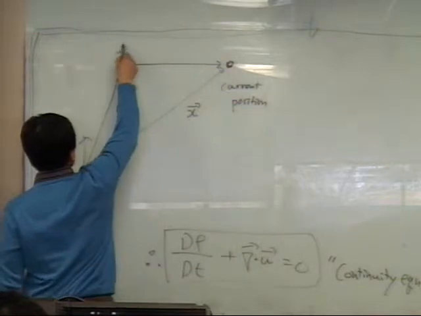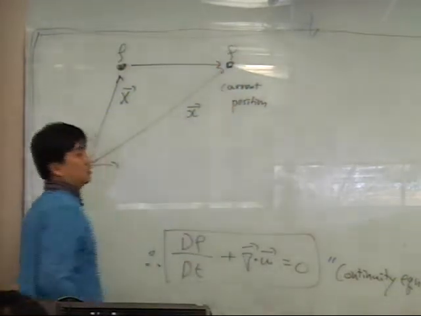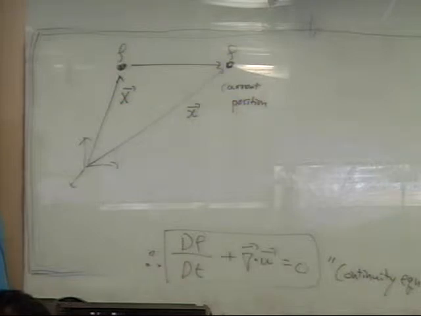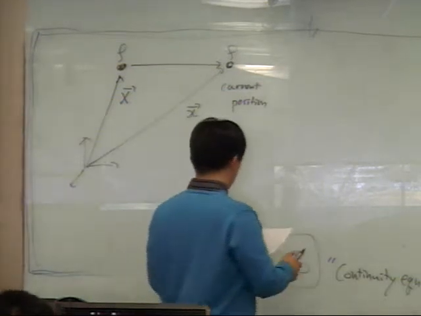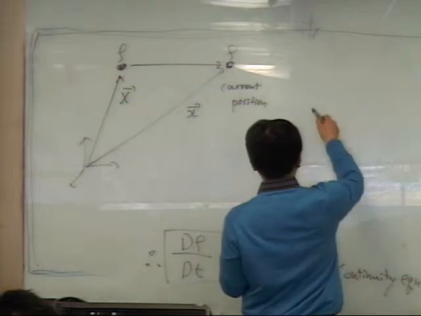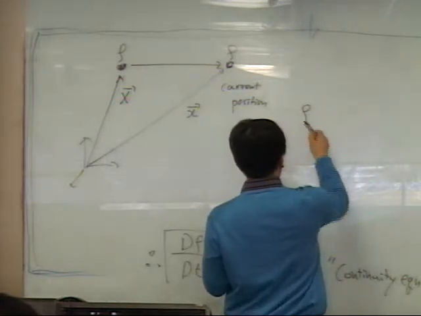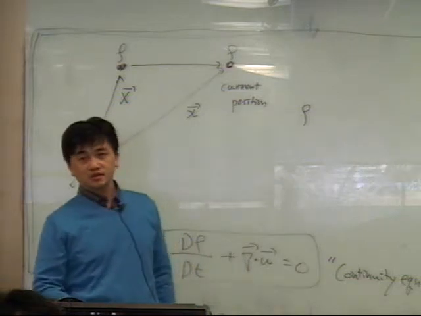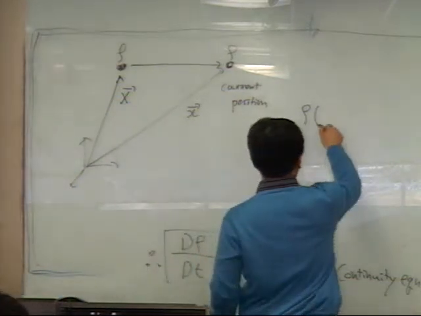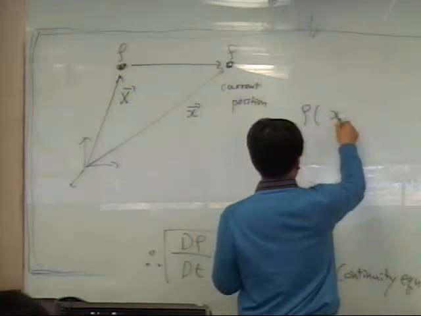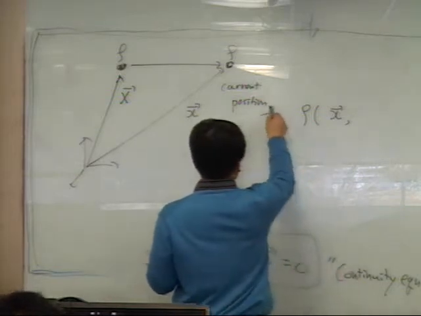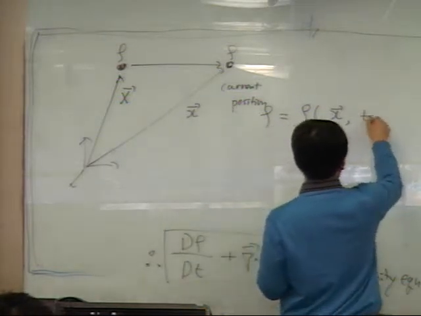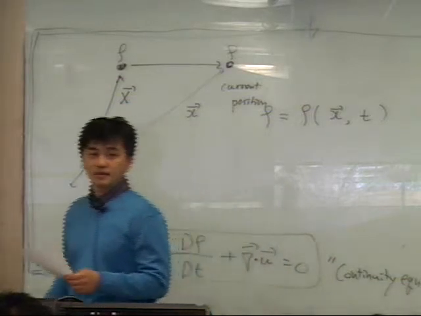And density will change as a function of position and time. There are two ways to describe the density function. One is that it can be a function of the current position and time, right?